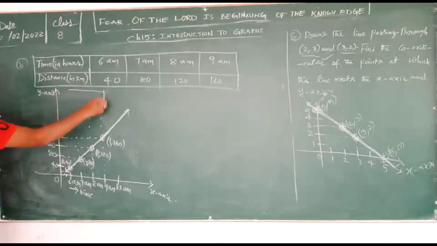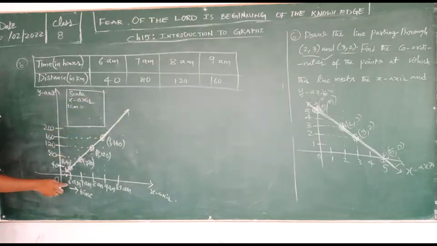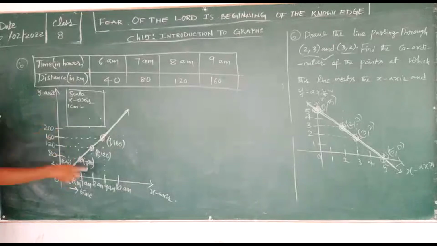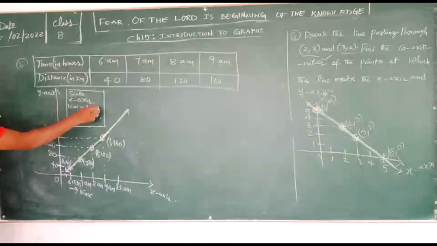And the scale I am writing here. Let's check, scale is what? X-axis, 1 centimeter is equal to how much? 6 a.m. to 7 a.m., 1 hour. 7 a.m. to 8 a.m., 1 hour. 8 a.m. to 9 a.m., 1 hour. So I took 1 centimeter is equal to 1 hour.